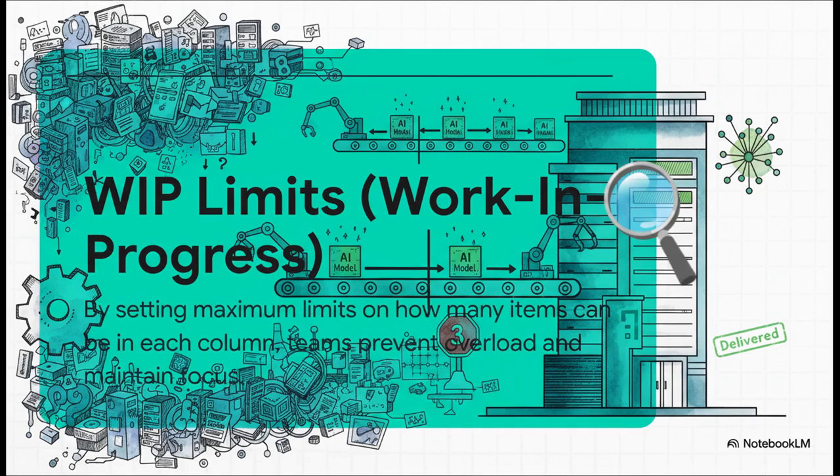Okay, now we're at the single most powerful and maybe the most counterintuitive rule in the entire Kanban system, WIP limits, work in progress limits. This is a hard and fast rule that says you can only have a specific number of tasks in any given column at one time. It's a deliberate constraint on your capacity.